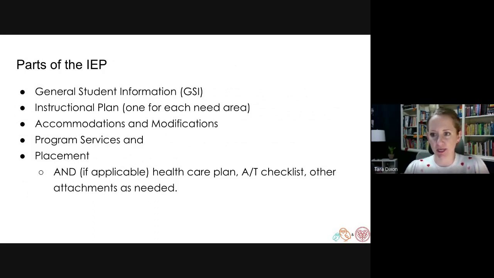These are the major parts of an IEP, and we're going to go through them one at a time. But just for a general overview, first you have the general student information. So that's kind of your at-a-glance about this particular child. Then you will have an instructional plan, one for each area of need. Then accommodations and modifications, program services, placement, and then if applicable, you can have lots of other attachments, such as the individualized healthcare plan, the assistive technology checklist, behavior intervention plan. All of those additional supports are attached to the back of the IEP.